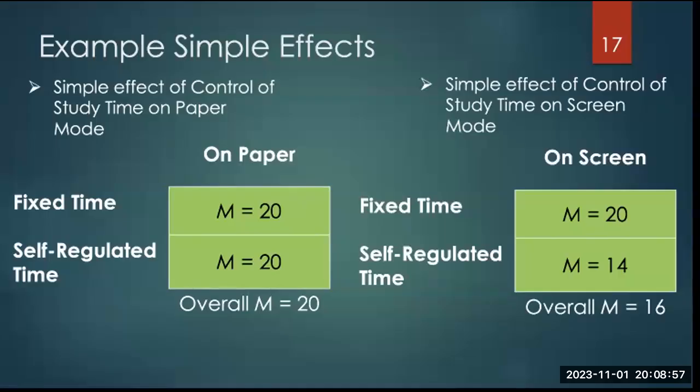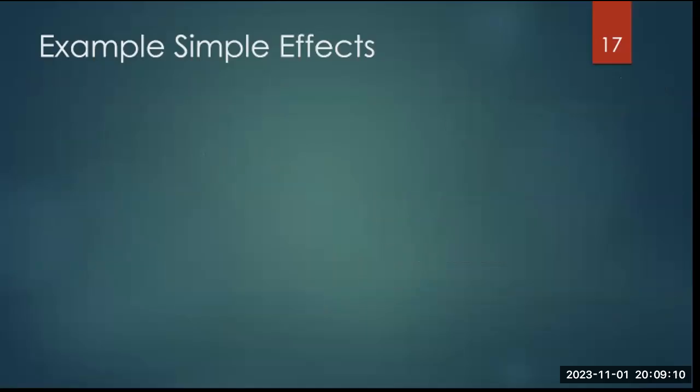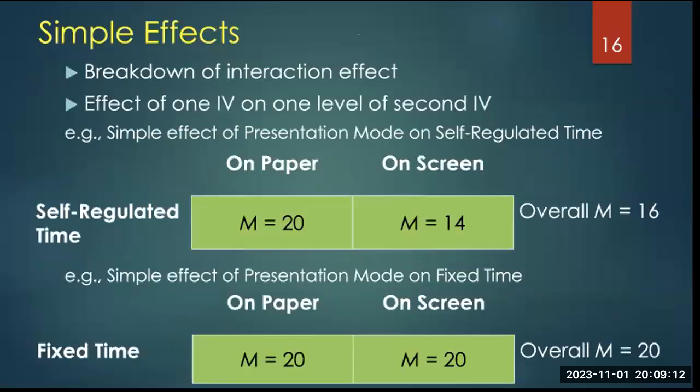So the simple effect just helps us to understand. We break down the interaction. Where was the level that the modality affected the score? So we go back here, was it because of whether they studied on paper or on screen? Well, yes, there was a simple effect of the screen modality when people got to study it, when they regulated how much time they had to study.